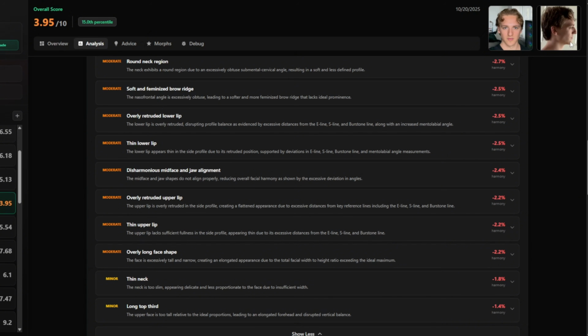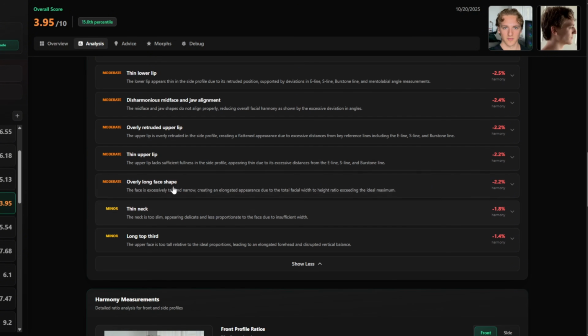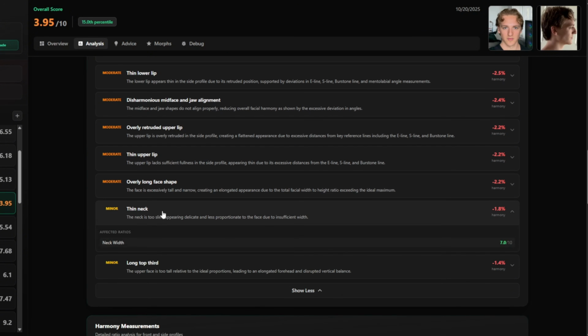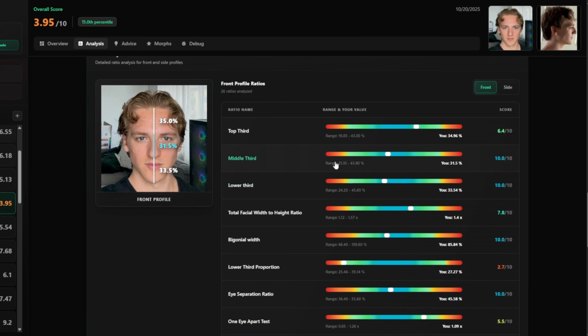So there's a difference between lip fullness, which usually correlates with protrusion, so I'm not saying they're totally separate, but the lips could be full in the vertical sense, but protruded or not protruded in the sagittal plane, like going forwardly. So there's that, and long face shape, thin neck, minor flaw. So let's look at some of these flaws.